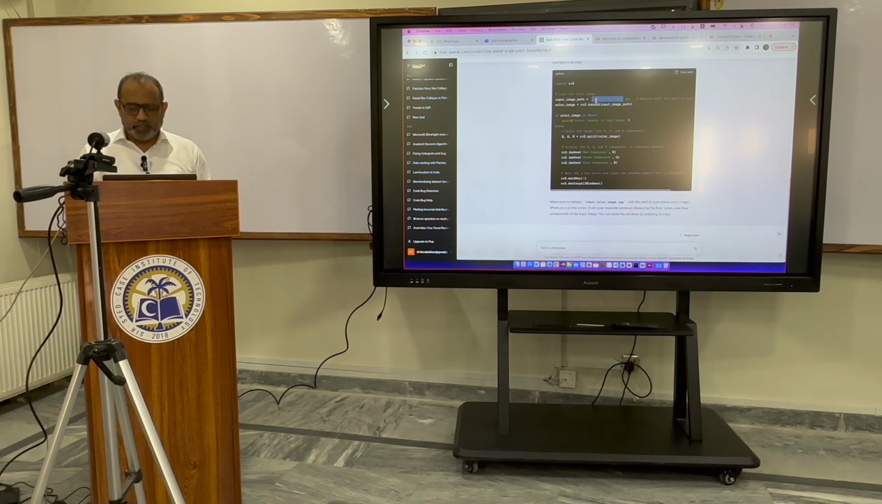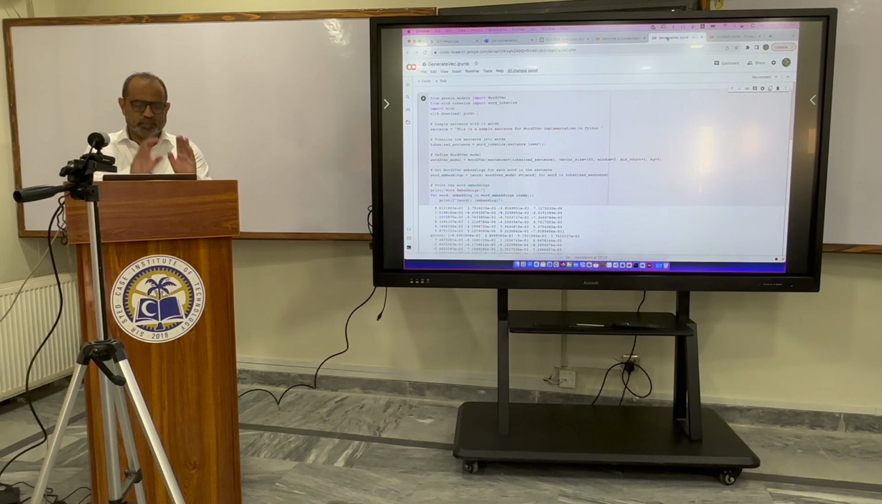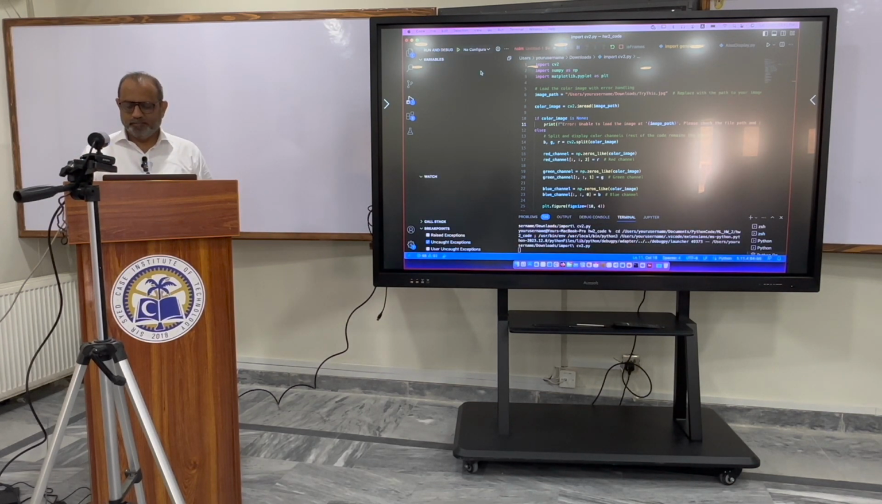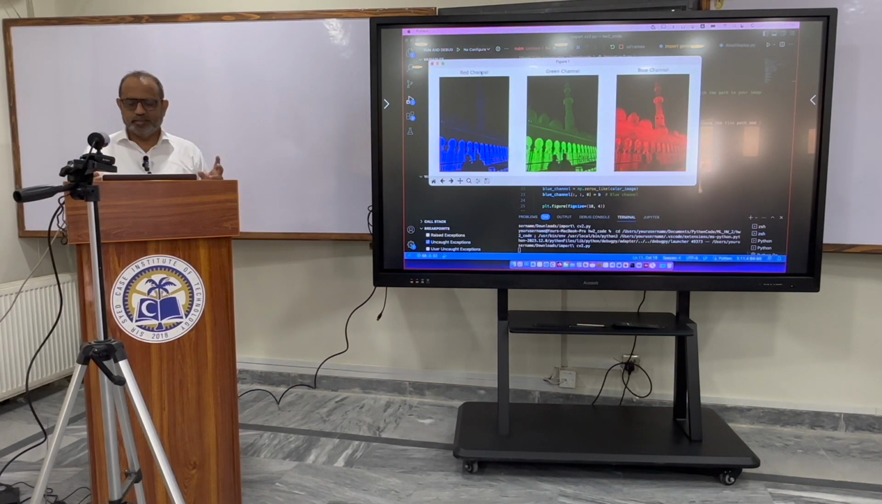Copy this whole thing and paste it in. There are online tools, like this Google Colab, so you can just paste it here, or you can paste it here as well. For example, this is the code which I pasted, and this is my picture. I was in Abu Dhabi in the mosque with the driver, so I asked somebody to take my picture. If I run it, in just 30 seconds you can actually write a Python code, and it has taken my picture and converted it into 3 channels.